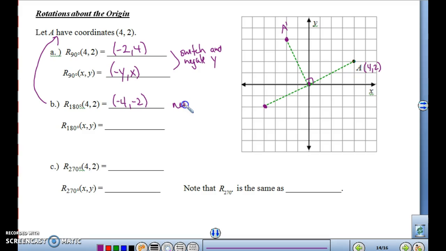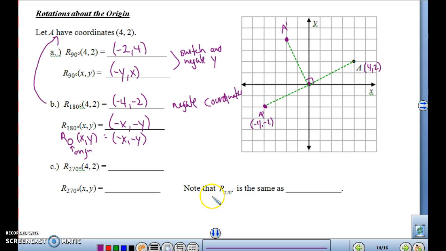You negate both coordinates. So this becomes negative x, negative y. So the rule for rotating 180 degrees is negative x, negative y. You may also see it like this: R of O of x, y means rotate about the origin, O stands for origin, and that will be negative x, negative y. If you're rotating around the origin, you go through the origin to the opposite side, and you end up over here at negative 4, negative 2.